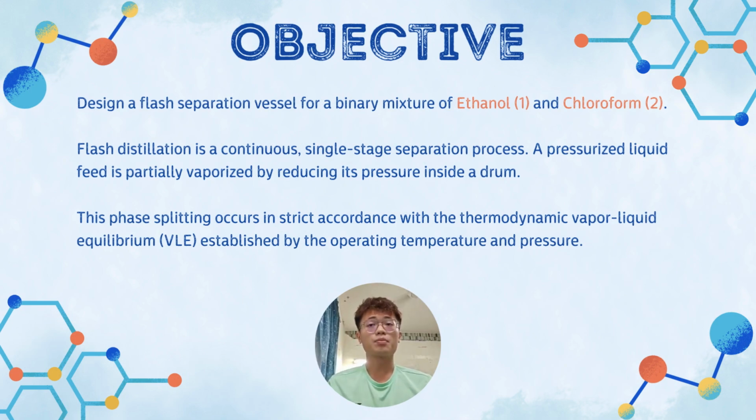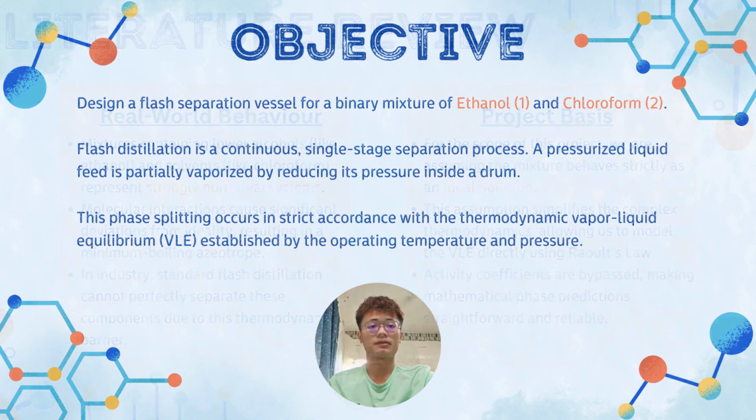The objective of this project is to design a flash separation vessel for a binary mixture of ethanol and chloroform. Flash distillation is a continuous single-stage separation process. A pressurized liquid feed is partially vaporized by reducing its pressure inside a drum. This phase splitting occurs in strict accordance with the thermodynamic vapor-liquid equilibrium established by the operating temperature and pressure.